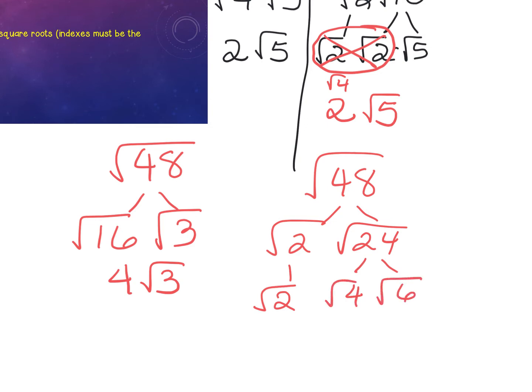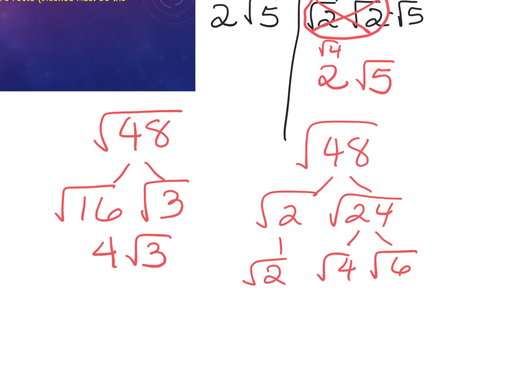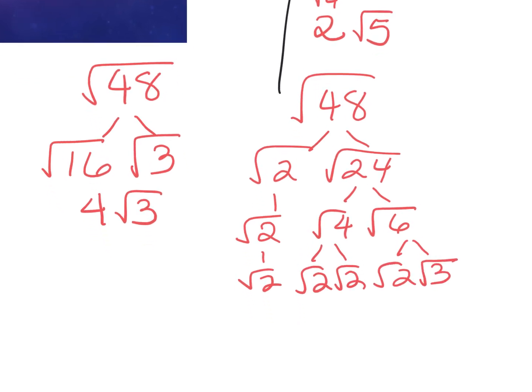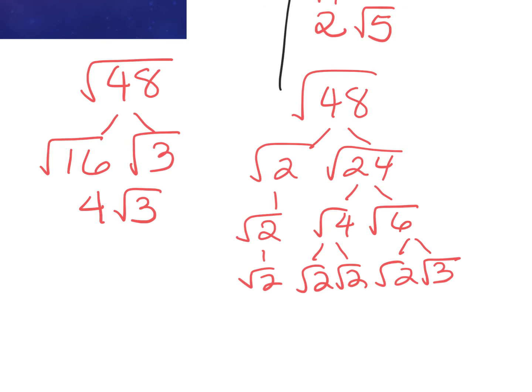I still don't have prime numbers. I need to still break down the 4 and the 6. So break down the 2, break the 4 into 2 and 2. Now, if you realize 4 was a perfect square, you could square root it as well.